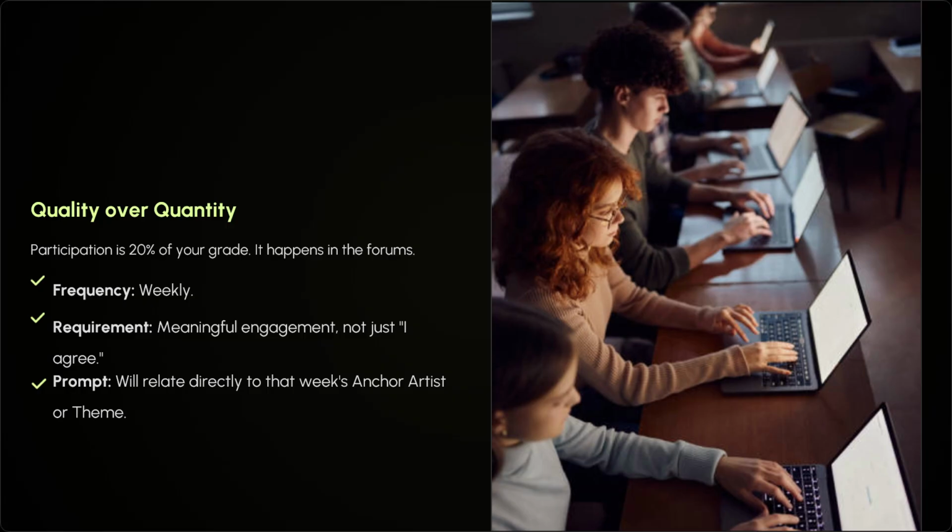Participation happens in the Canvas forums. This is 20% of your grade. I look for quality over quantity. Do not just post, I agree. I want meaningful engagement. The prompts will relate directly to that week's anchor artist or theme. If you are discussing Warhol, don't just say, I like soup cans. Tell me why seriality changes the meaning of the image.